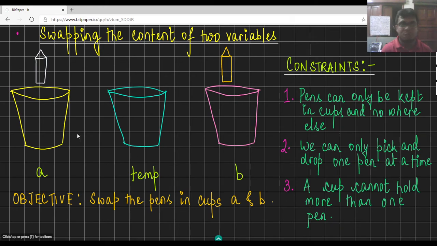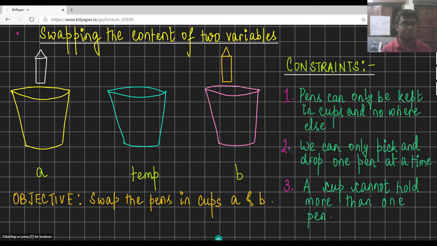So we have 3 cups. The first cup is named A, the second cup is named temp, and the third cup is named B. Weird names for cups, right? Okay. So you can even try this out yourself. You can have 3 glasses in front of you and 2 pens, one kept in the first glass, another kept in the third glass, right? You could try this out yourself.